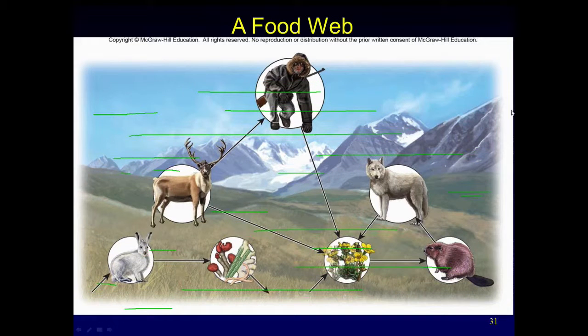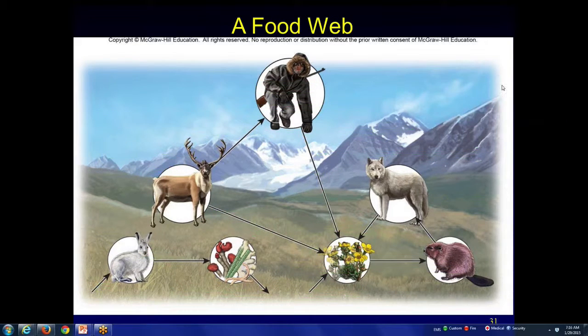And this is a nice picture of a food web, notice. So we have the rabbit consuming the fungi and some of the plants, lichens in the area. It looks like it's eating a lot of lichens in this ecosystem. And then you have the caribou or the reindeer eating these plants over here. And the wolf is also consuming some of that as well. The beaver is eating the plants.